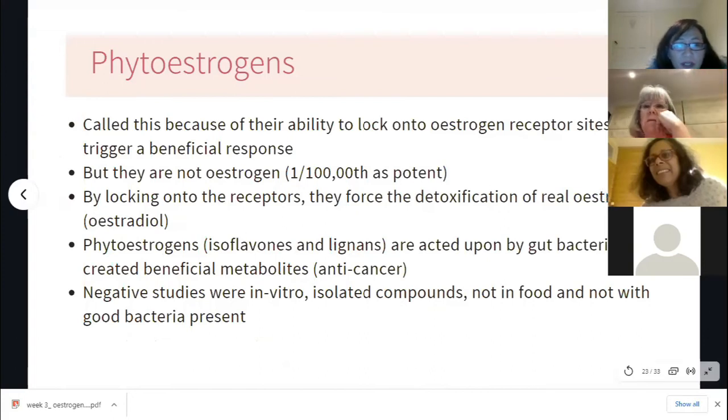Okay, so phytoestrogens, what do they do? They block estrogen receptors in the body. They're really weak compared to the real estrogen, but they do bind to estrogen receptors, and they stop the aggressive estrogens from binding to it. So it's kind of like sticking chewing gum into a lock, and therefore when the real key comes along, you can't open the door, and that's the thing.